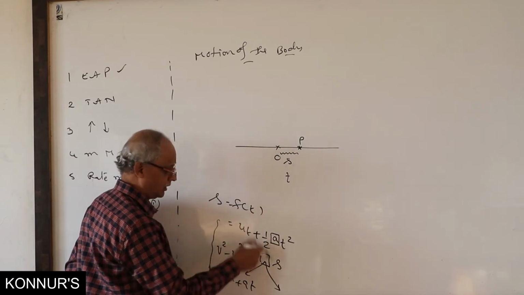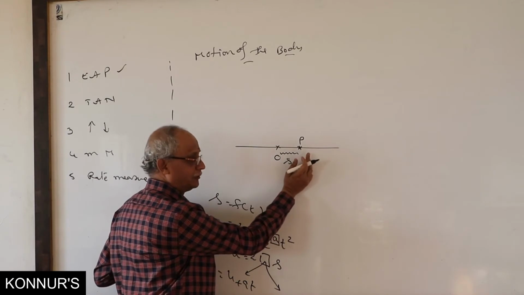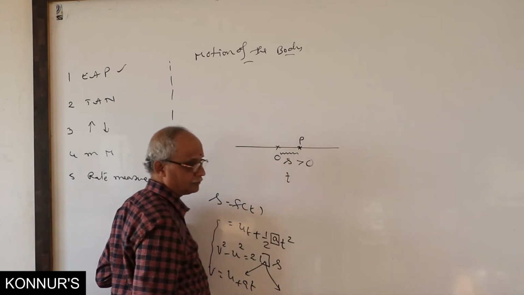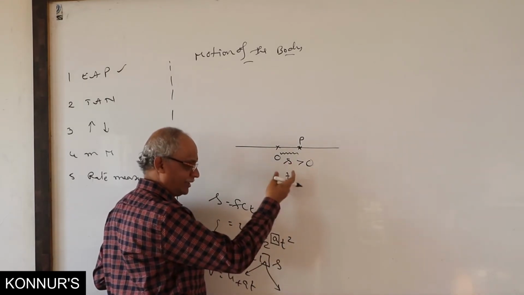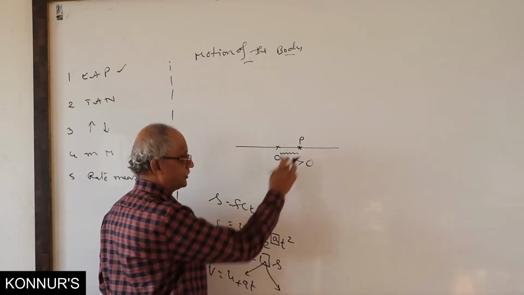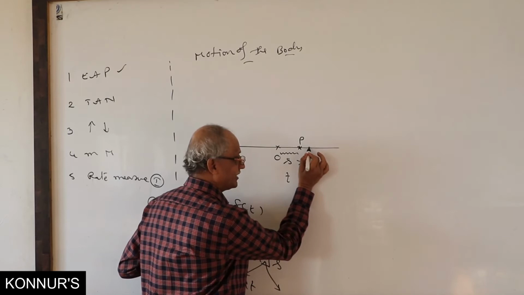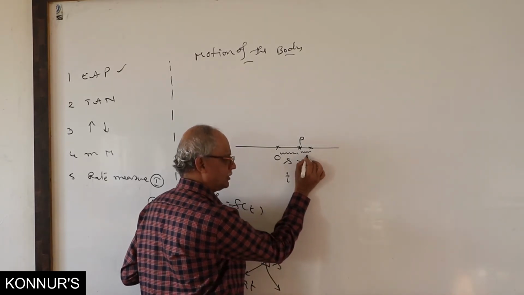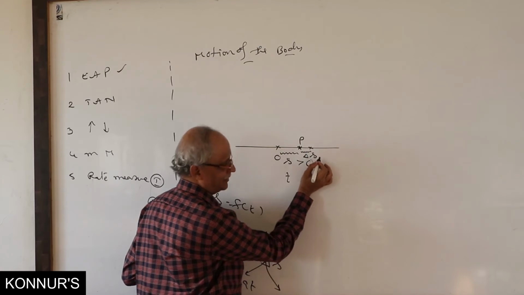I will not go to any one of the list. Assume that P is the position of the particle moving towards the right-hand side of the origin. S is definitely positive. In one particular time interval of T seconds, it is reaching there. Now, for the smallest change in the distance, which is almost negligible but will be there, a very small size, called delta S.